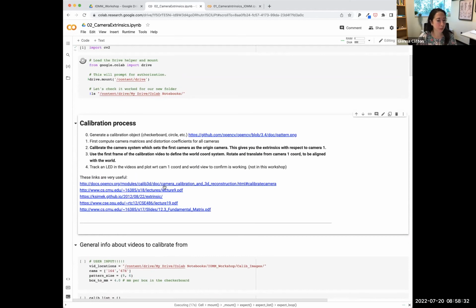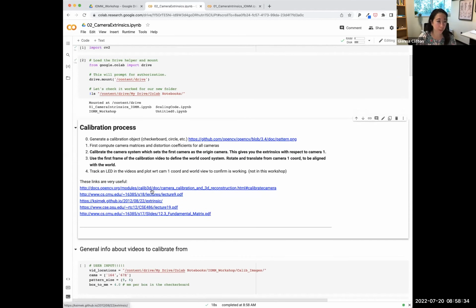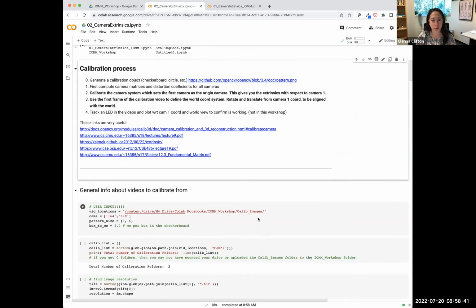I've also listed a bunch of links here. There's so much information about camera stereo calibration on the web. So here are some of the links that I found most helpful for you for future reference.